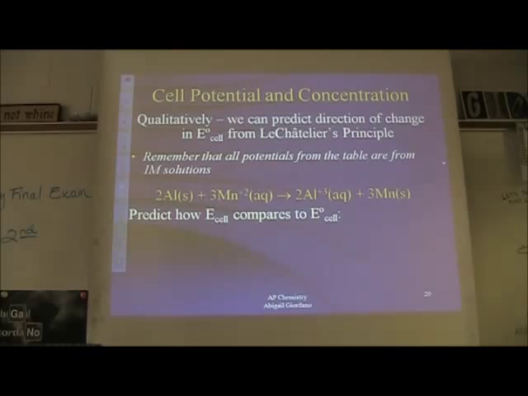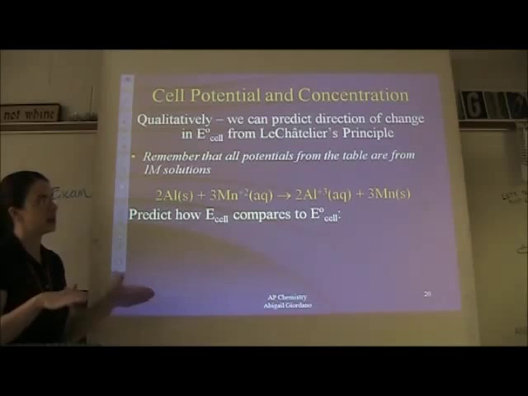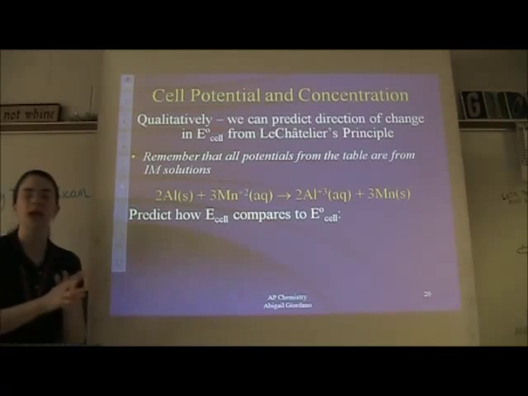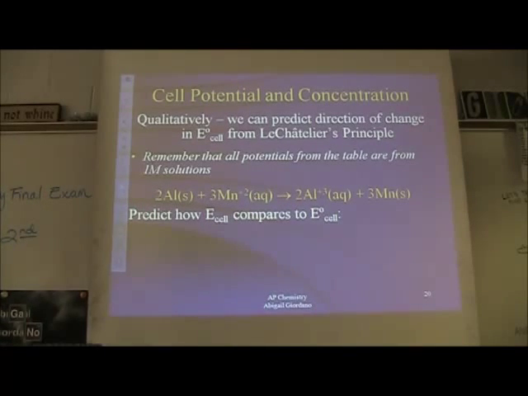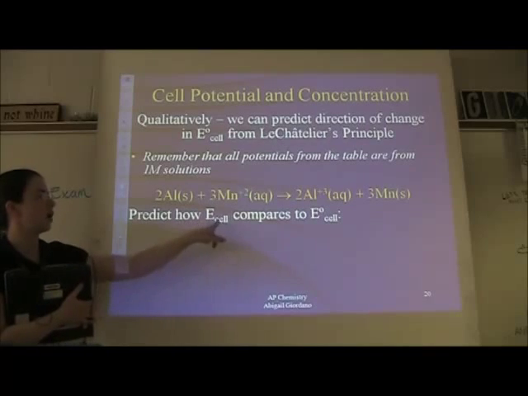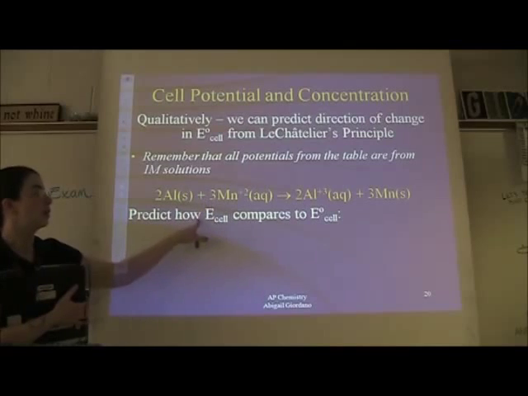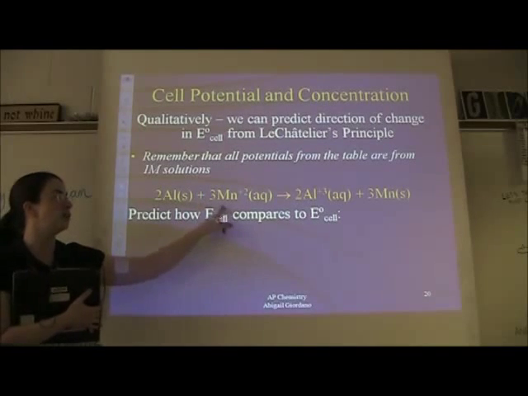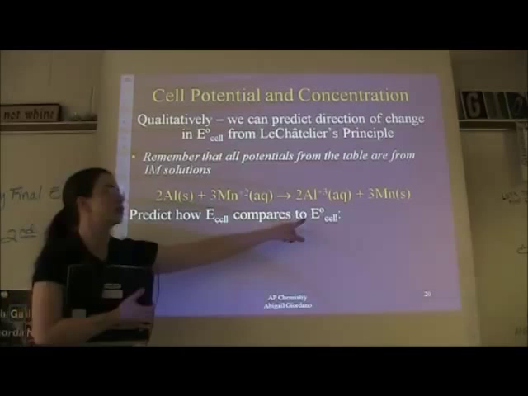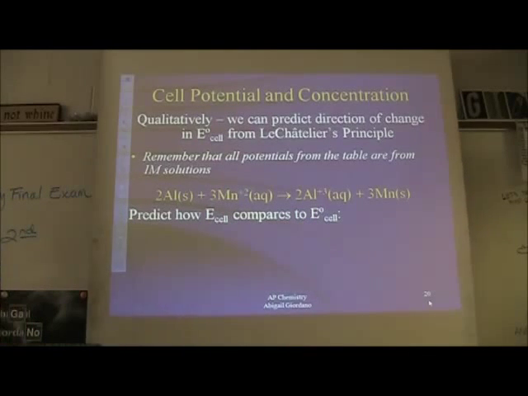Guys, you will not be asked to calculate anything when you start changing things out of standard state conditions, but you will have to predict some things. Nothing to calculate, but I want you to notice, it says predict how E cell, notice there's no degree symbol. What is the cell potential under non-standard conditions compared to when it is under standard conditions?